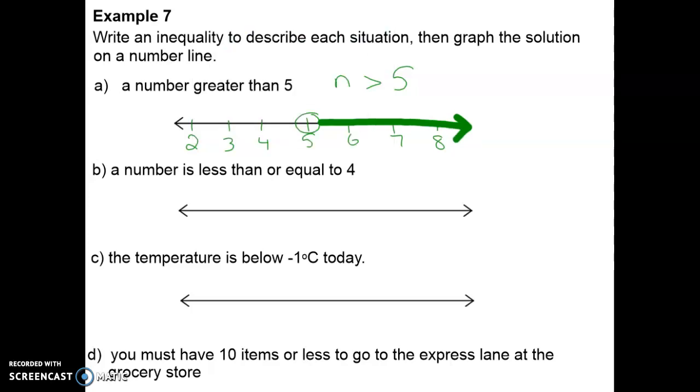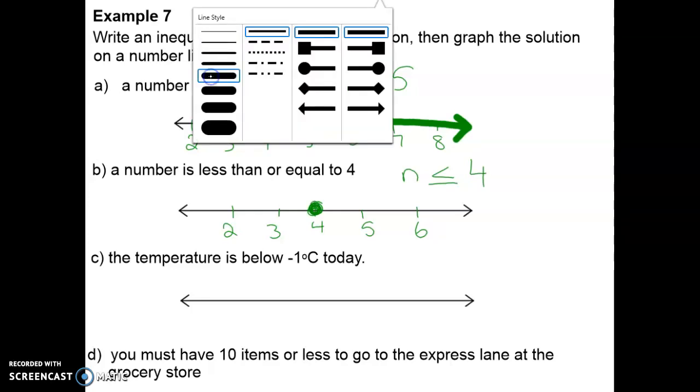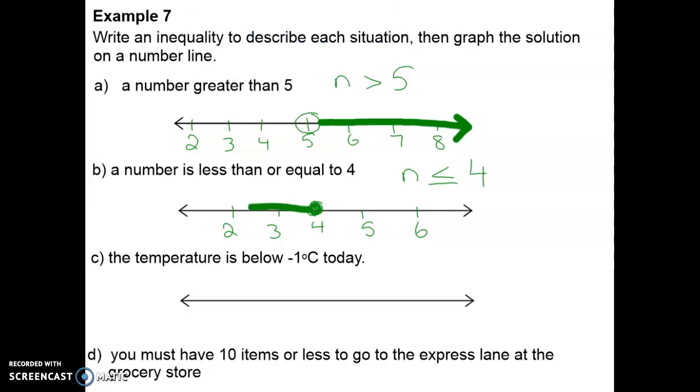For the next one, a number is less than or equal to 4. Well, we're going to have a number is less than or equal to 4. So this time we know we're putting in a solid dot. It's less than, so we're shading to the left.